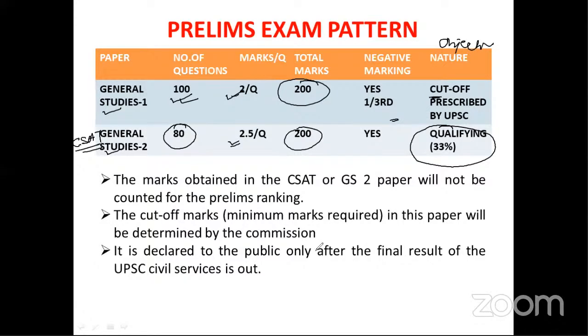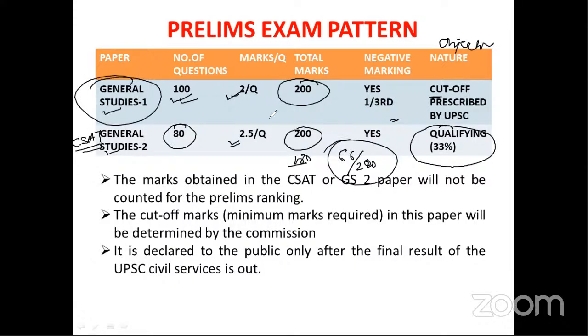Now, a further important point here is that marks obtained in CSAT or GS paper 2 will not be counted for prelims ranking. Okay, means for prelims qualifying, if you are scoring 180 marks out of 200, then only 66 marks is required here to qualify prelims. Only 66 out of 200 marks. If you are scoring 66 marks or more, then you are in a safe zone. You have to focus more on GS paper 1.